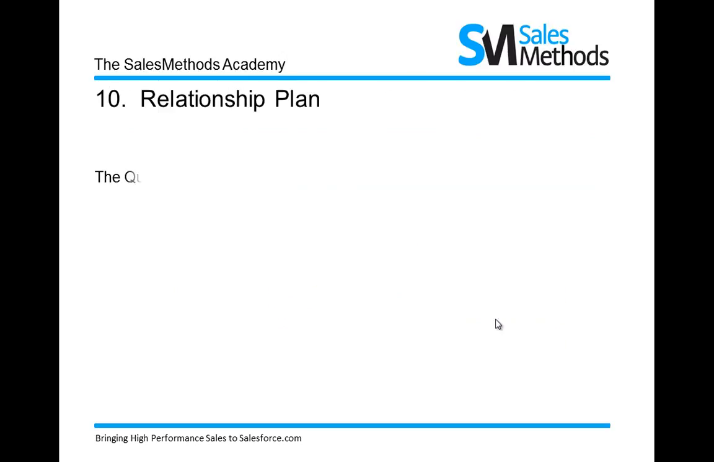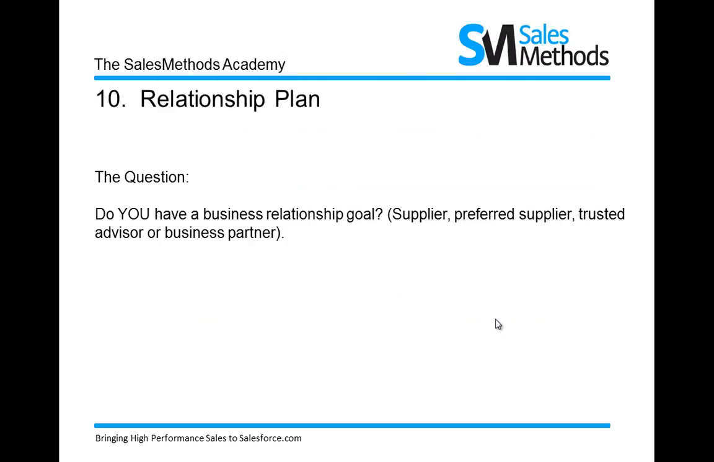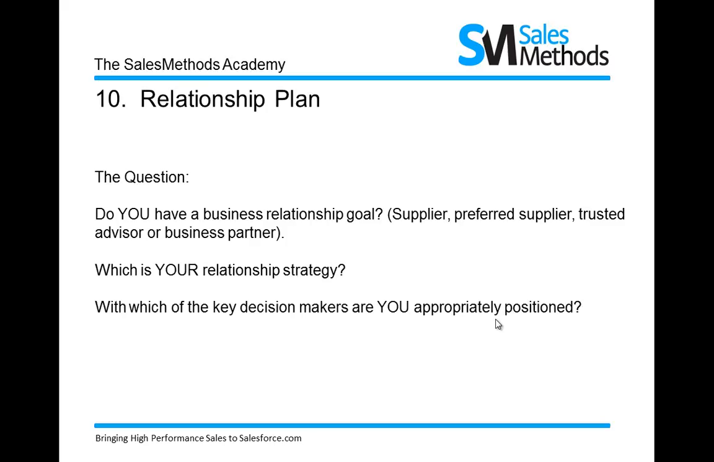The question: do you have a business relationship goal? Supplier, preferred supplier, trusted advisor, or business partner? Which is your relationship strategy? With which of the key decision makers are you appropriately positioned? Who are your immediate targets in the political map?